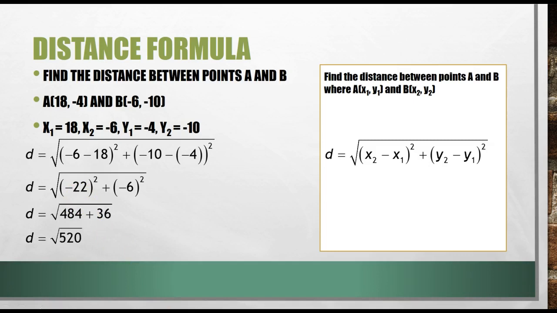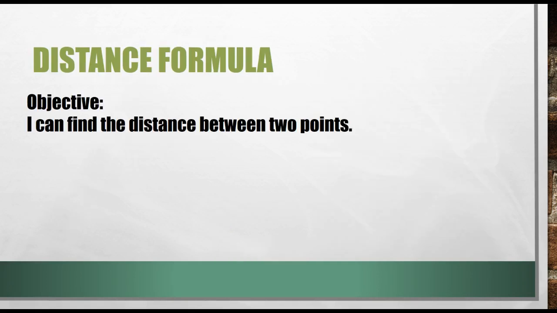So after we simplify, we would be looking at the square root of 520, which is one acceptable answer. If you are using a calculator that simplifies, you might see an answer as 2 square root 130. We just need to remember to avoid the decimal answer unless you're in a word problem or application problem. So that was an example of how we would use the distance formula to find the distance between 2 points.